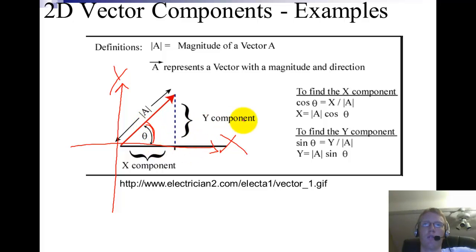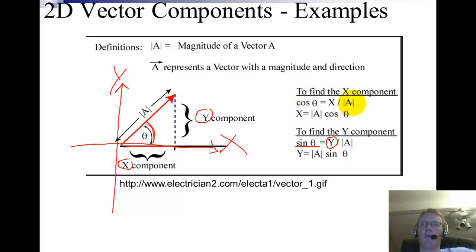So you should know SOHCAHTOA already. Even if you haven't had pre-calc yet, all of you should have had geometry, and all of you have to remember SOHCAHTOA. You can find the y component, which is opposite of the angle, using sine. So the y component is sine. And the x component, which is adjacent to the angle, is going to be cosine. So cosine theta equals adjacent x over hypotenuse A.